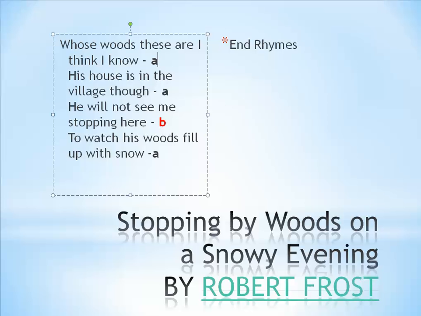Whose words these are, I think I know. His house is in the village, though. Does no and though rhyme? Yes. So we'll say that's A as well. He will not see me stopping here. Here does not rhyme with though or no, so we're going to give it a new letter, a new rhyme scheme. To watch his woods fill up with snow. Snow, though, and no, they all rhyme, so they all have A as the rhyme scheme, and B is alone by itself.